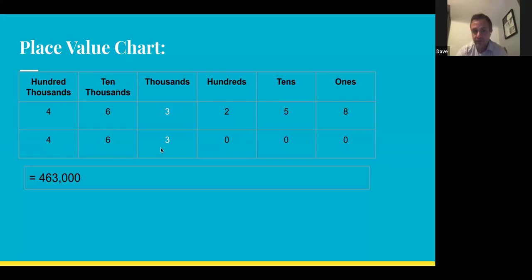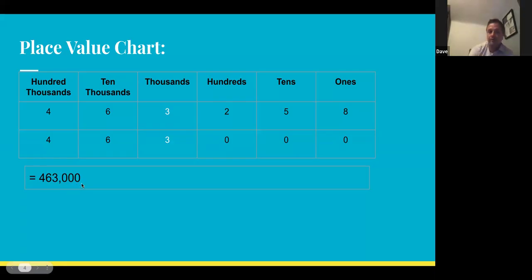So it's a 3. 4, 6, 3. Now I did my thousands. All the other numbers become a 0. So the hundreds, tens, and ones all become a 0. So now the number is 463,000. If you see, we rounded.